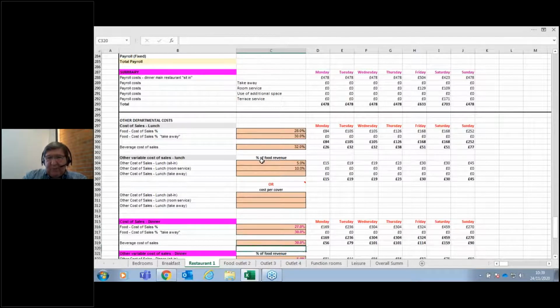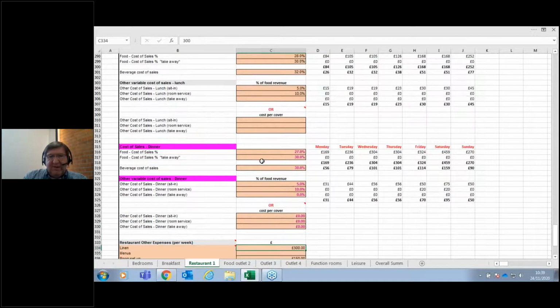And ditto for dinner, the same type of information. You can put these additional costs in again, either as a percentage, or as an absolute amount per cover. It's entirely up to you. If you inadvertently put in both, I think it prioritizes the percentage in this case.